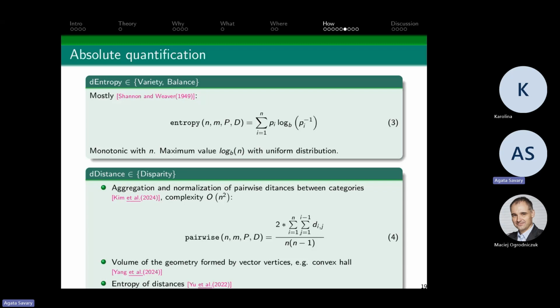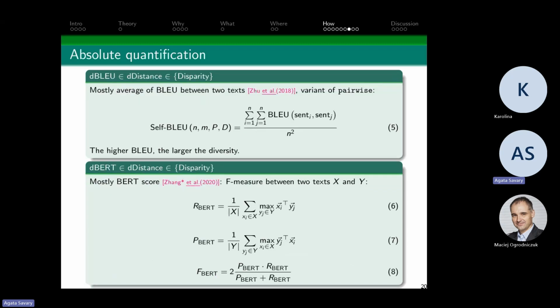So we noticed very frequent use of two particular distances in this family. One is the BLEU measure, and one is the BERTScore. BLEU is something you know from machine translation, and it measures the quality of a translated text by comparing it to a reference translation, right?